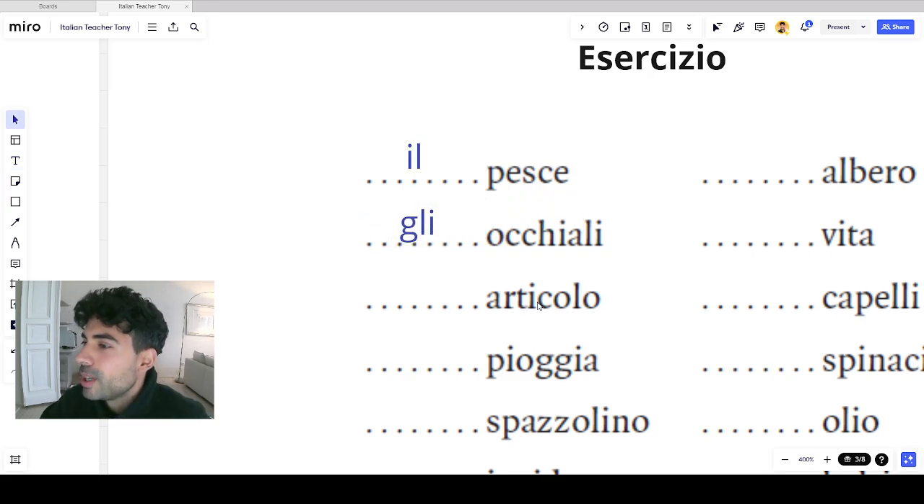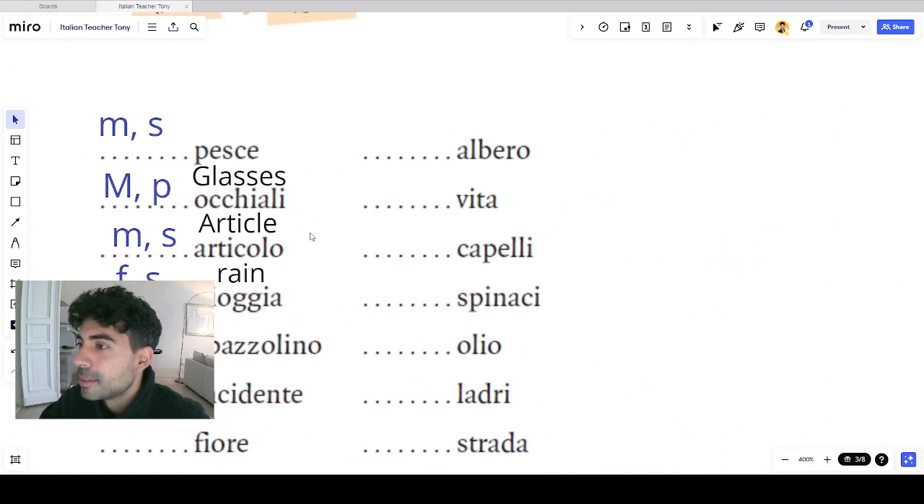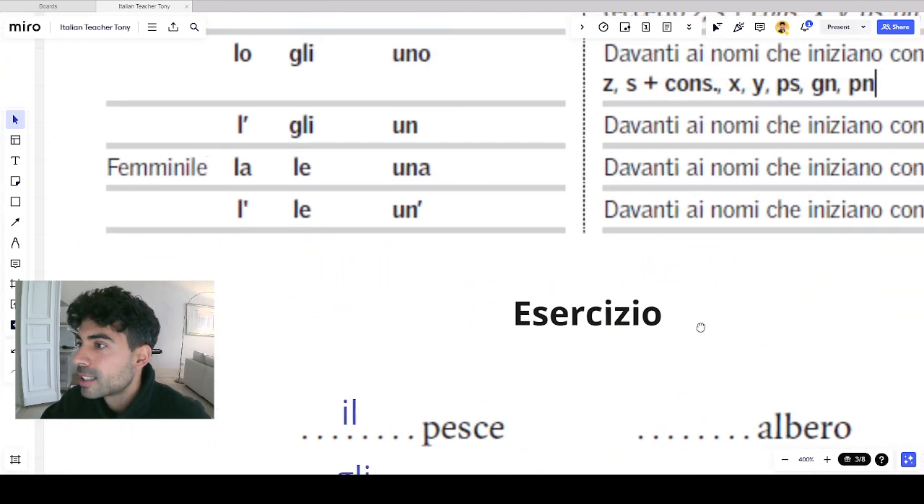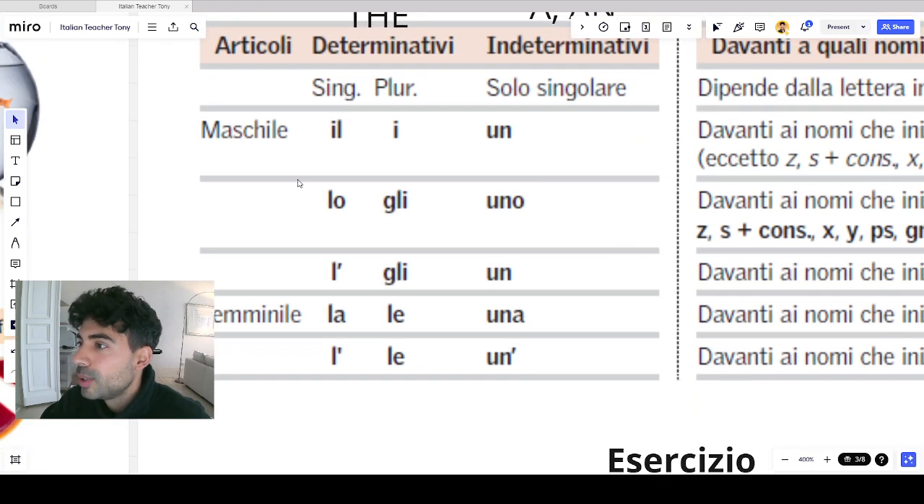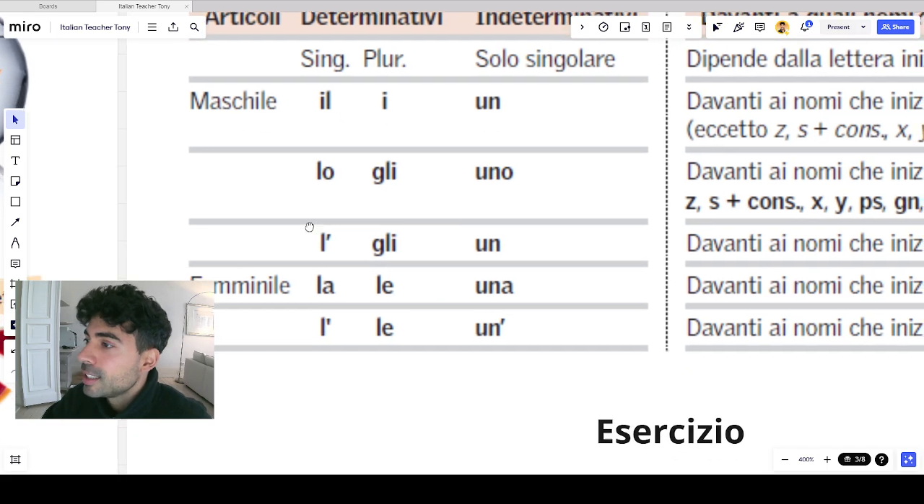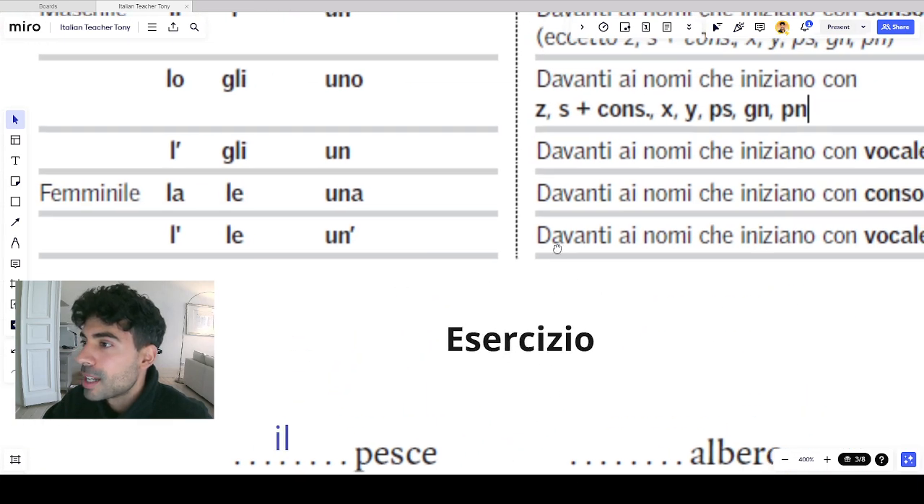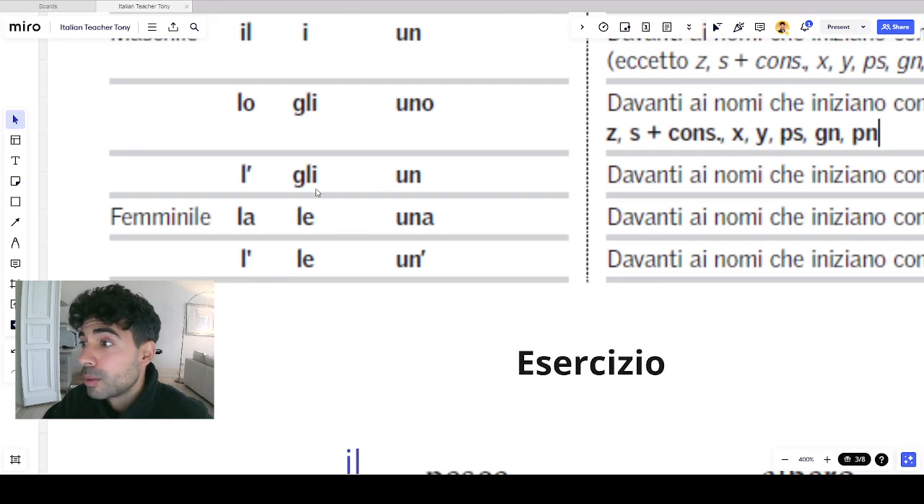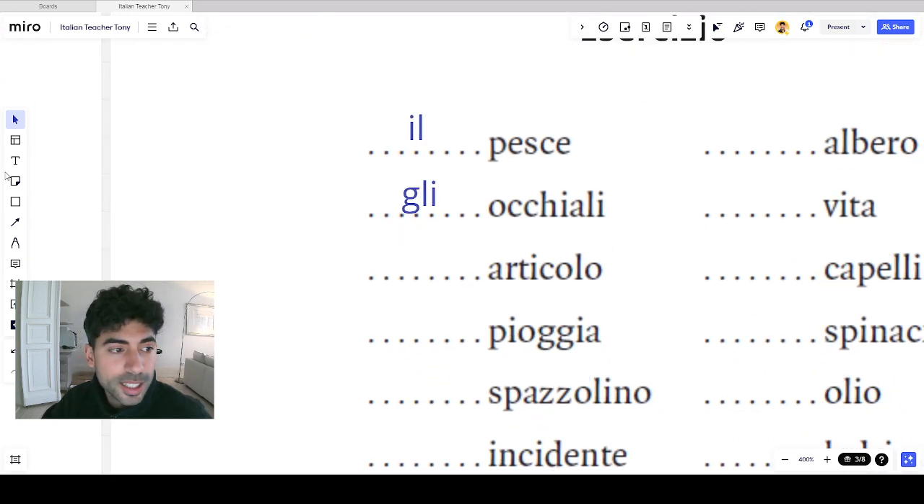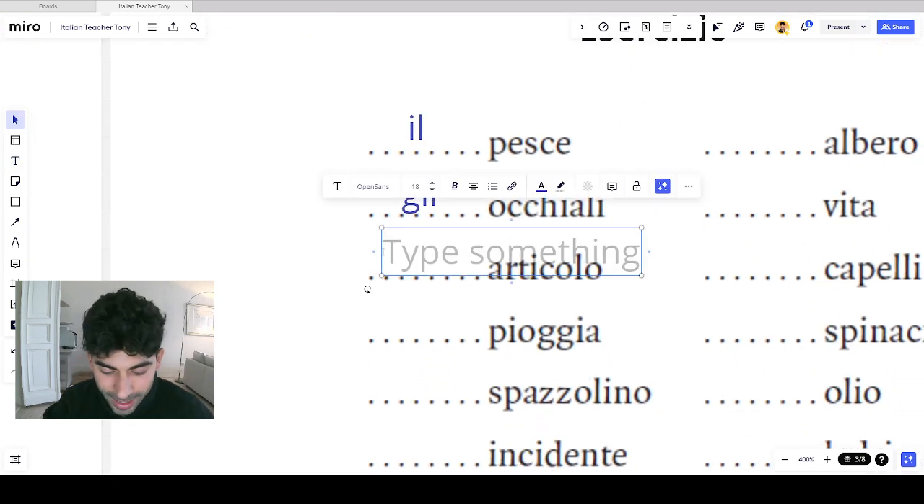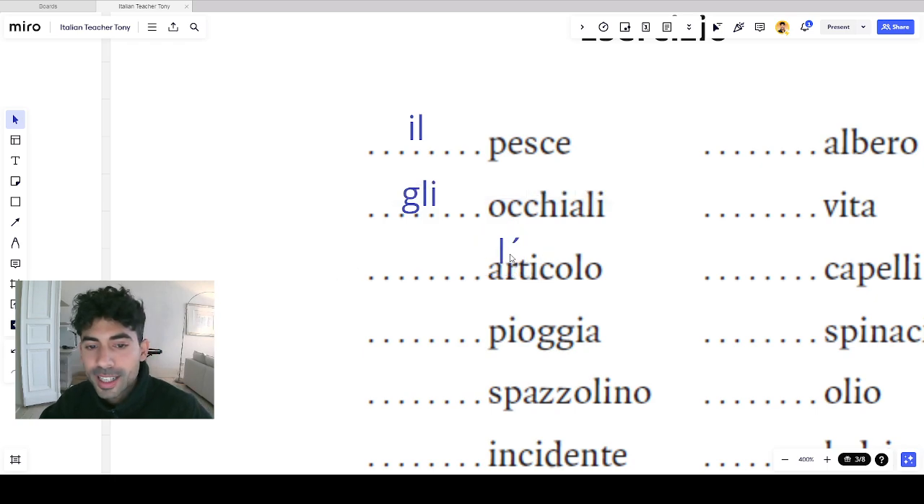Articolo, we identified from before that it's masculine singular. So once again, we are here: masculine singular, il, lo, or l'apostrophe. We are lucky this time because articolo is starting with a vowel. So we know that when a masculine singular starts with a vowel, we need to use l'apostrophe. And in this case, it's going to be l'articolo.